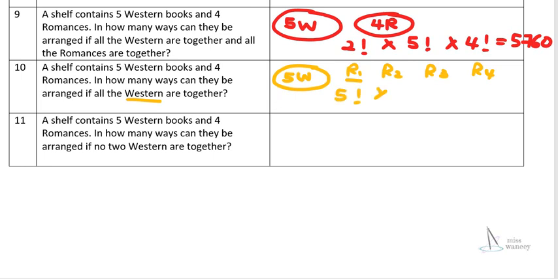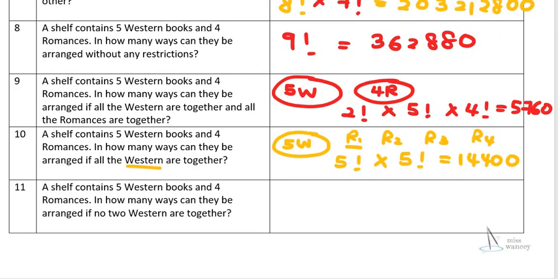So 5 factorial, multiply with, if we look at this group, we have 5 Western. So 5 factorial multiply with 5 factorial, which is simply 14400. So in how many ways can they be arranged if no two Western are together?